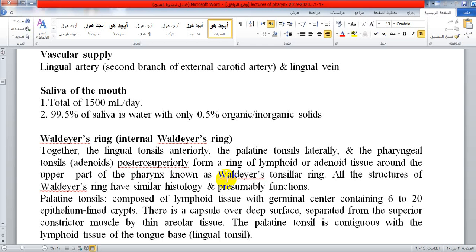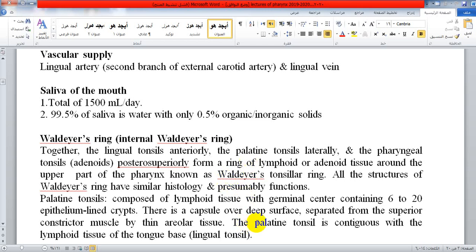a ring of lymphoid or adenoid tissue around the upper part of the pharynx, which is known as Waldeyer's tonsillar ring. All the structures of the Waldeyer's ring have similar histology and presumably functions. Palatine tonsils are composed of lymphoid tissue with germinal centers containing 6 to 20 epithelial-lined crypts. There is a capsule covering the deep surface, separated from the superior constrictor muscle by thin areolar tissue.